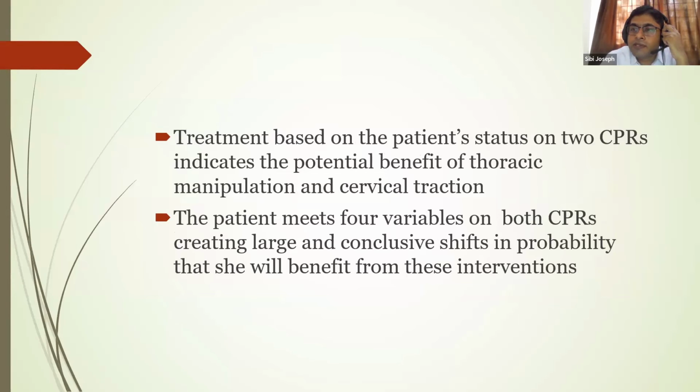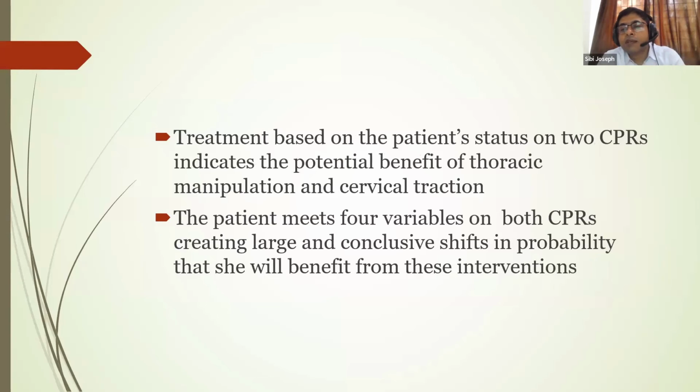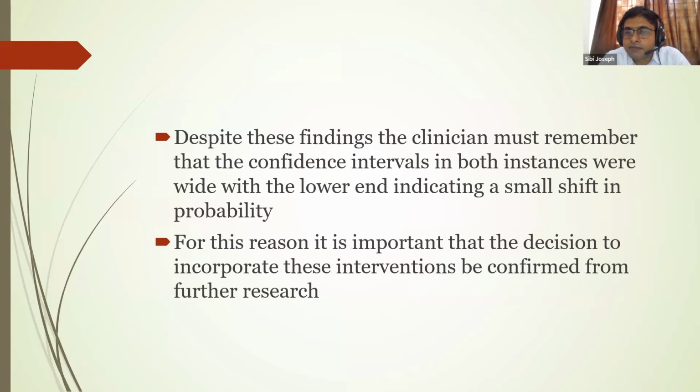Treatment based on the patient's status on 2 CPRs indicates the potential benefit of thoracic manipulation and cervical traction. The patient meets 4 variables on both CPRs, creating large and conclusive shifts in probability that she will benefit from these interventions. So in this case, we can be 100% sure that the patient is going to benefit from thoracic manipulation and cervical traction because they have met all the 4 variables on both the CPRs.